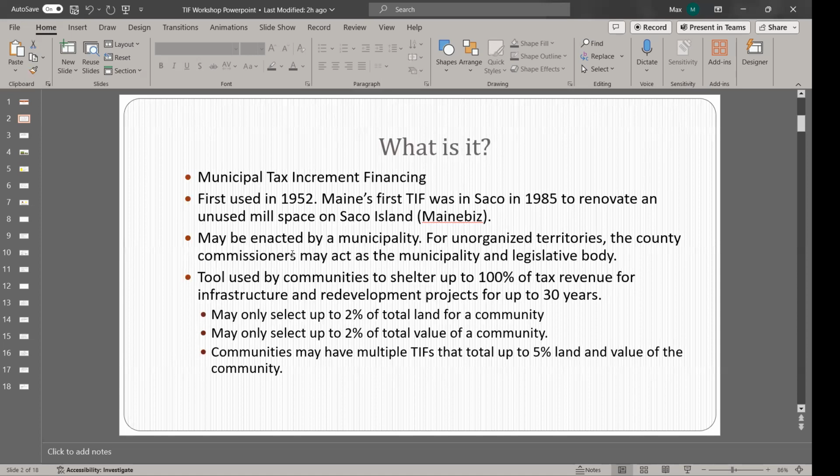Now, you may also have multiple TIF districts, but you will only be limited to 5% of total land and value at any time. So you may have hundreds, if not thousands, of TIF districts, but when combined, it can only be 5% of the total land and value area.